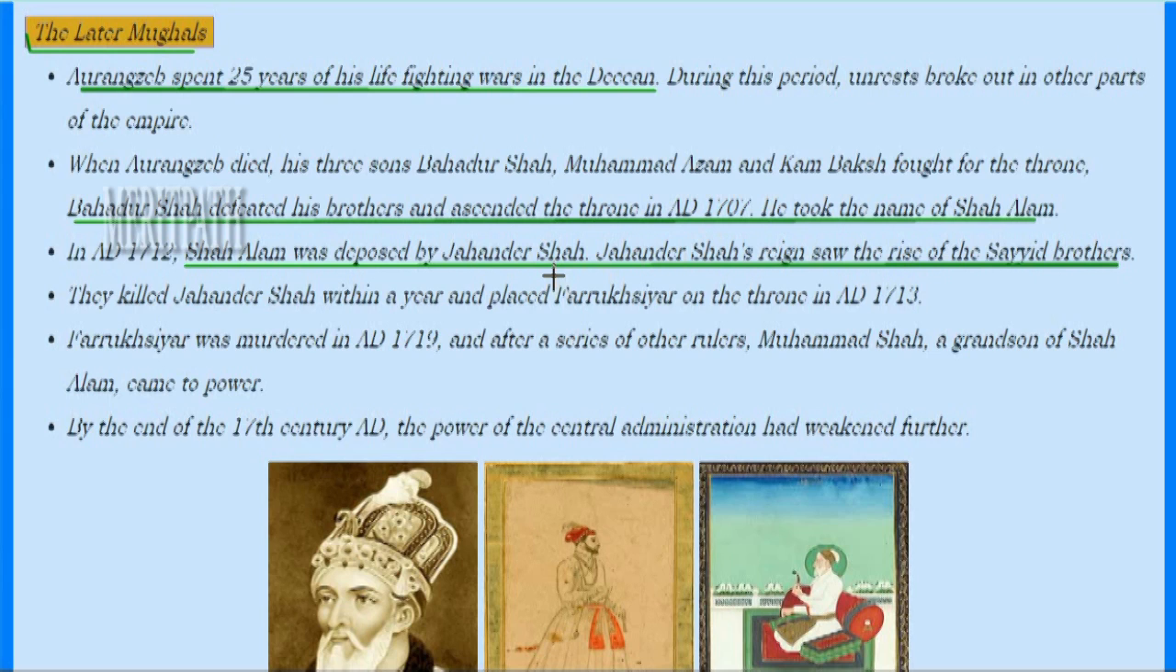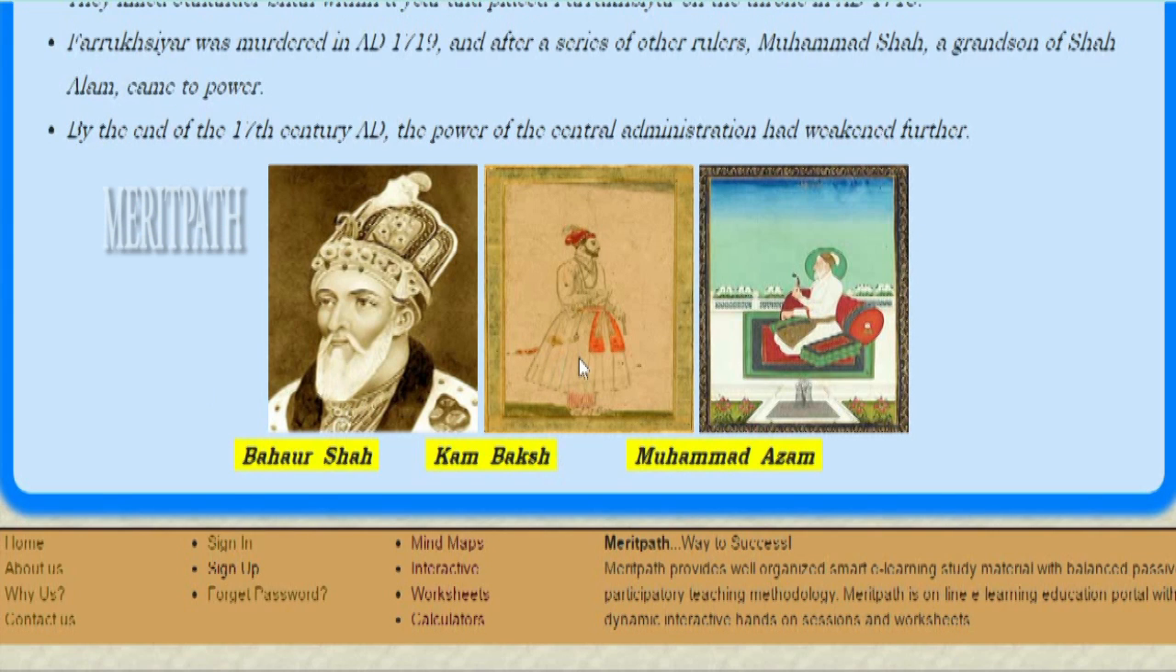This Shah Alam was later deposed by Jahandar Shah, and then Jahandar Shah started ruling, and he saw the rise of the Sayyid brothers. These Sayyid brothers again killed Jahandar Shah, and then they placed Farrukhsiyar on the throne in 1713, and then again in 1719 Farrukhsiyar was murdered, and Muhammad Shah, the grandson of Shah Alam, came into power. So by the end of the period, the central administration had weakened further. This is the image of Bahadur Shah, this is Kambaksh, and this is Muhammad Azam.